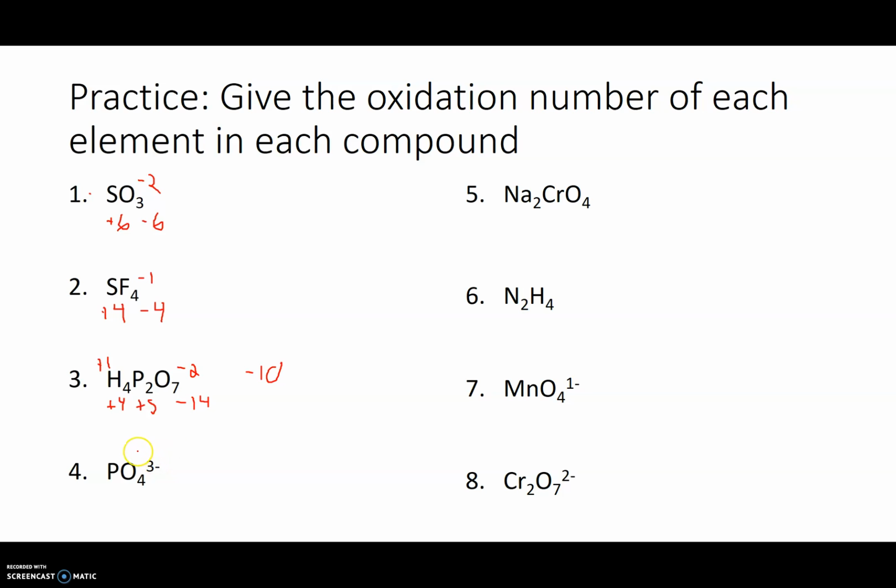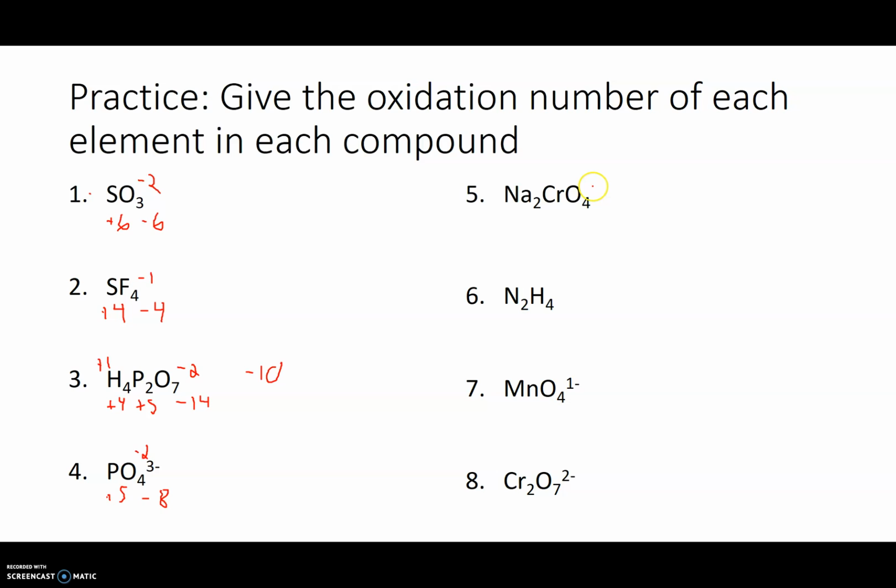So we know, we've memorized, for now, that oxygen is always minus 2. So the total charge here is minus 8. And we want the overall charge to be minus 3 for the polyatomic ion. So in order for that to be the case, the oxidation state of phosphorus here has to be plus 5.